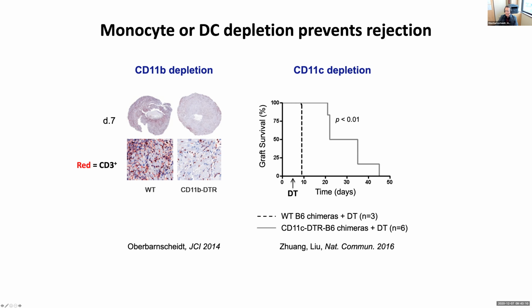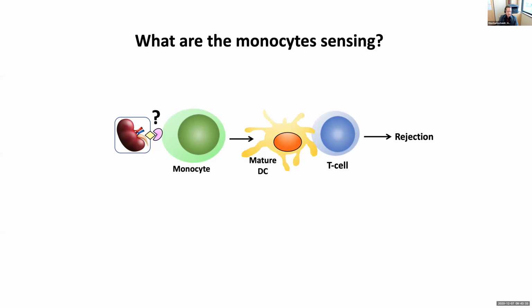Nevertheless, you can see that the wild-type grafts are rejected quickly, whereas we see pronounced prolongation of heart allograft survival in the CD11c depleted recipients, indicating that mono-DCs have a role in organ rejection. Now, one of the big questions we asked next was, what are these monocytes sensing?